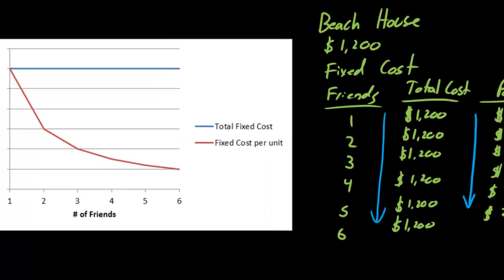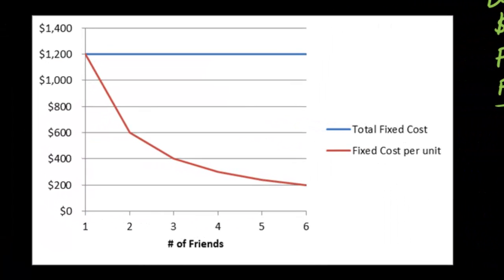And you can see that in this graph over here. No matter how many friends we invite, we have the number of friends down here on the horizontal axis. It doesn't matter how many we invite, the total cost up here is $1,200. If we invite 1 friend, it's $1,200. If we invite 2 friends, it's $1,200. 3, it's $1,200. 4, it's $1,200, and so on. But fixed cost per unit decreases with the number of friends we invite. And you can see that if we invite 2 friends, our fixed cost per unit is $600.